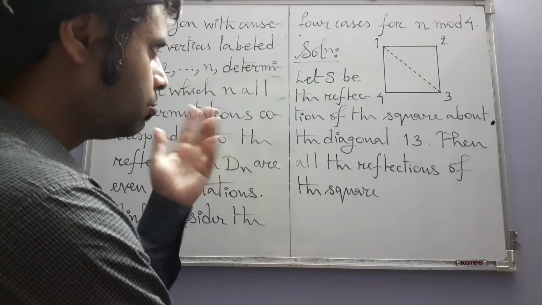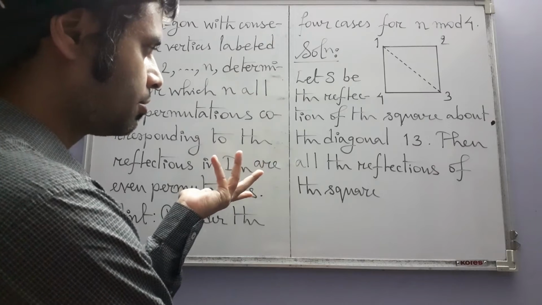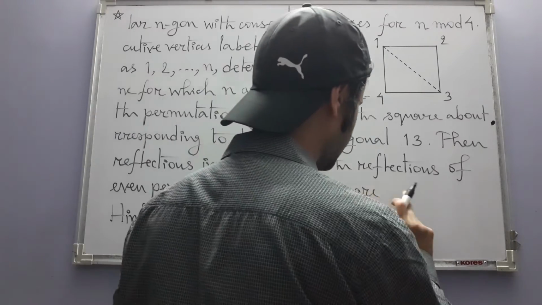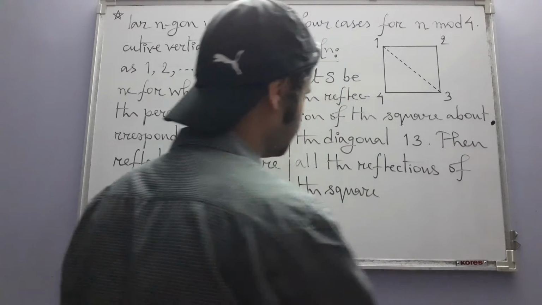Dn has 2n elements, so that means D4 will have 8. Yeah, it's okay. I got confused between this n and 2n. So that means we are in D4 right now.